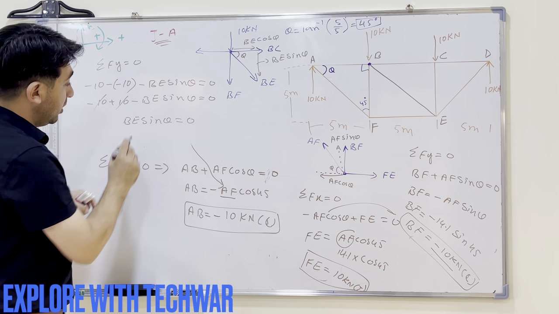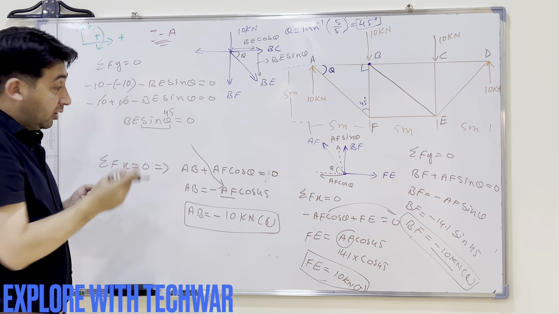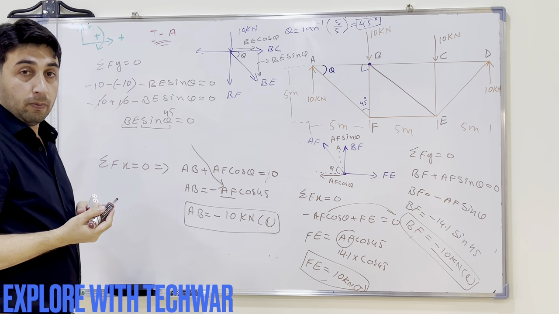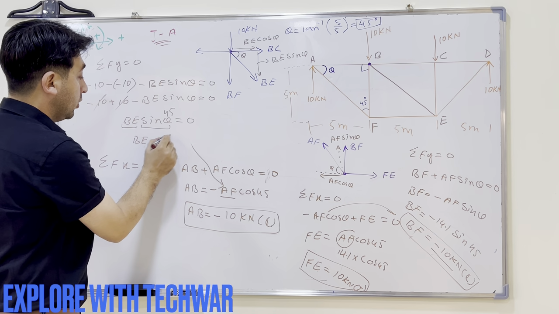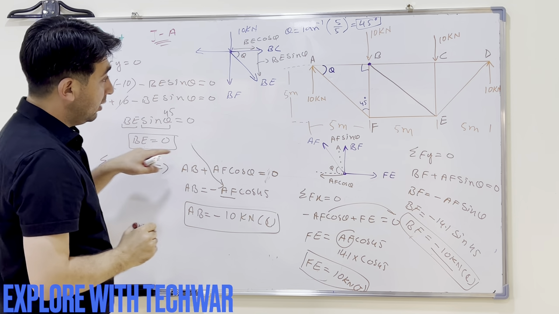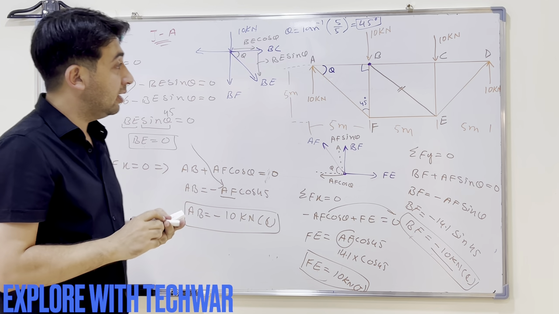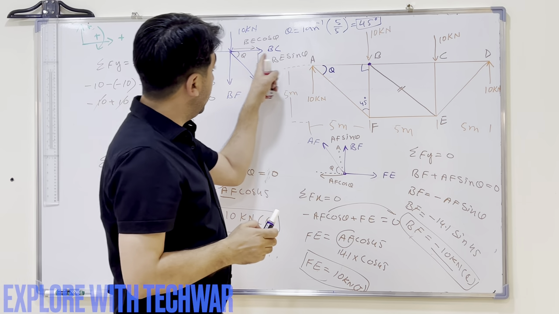So what does it mean? It means that either sin theta, which is sin 45, is 0, or BE is 0. Sin 45 can never be 0, so BE is 0. That means the member BE is a zero member. It will not have any force. So BE we found, now we need to find BC.